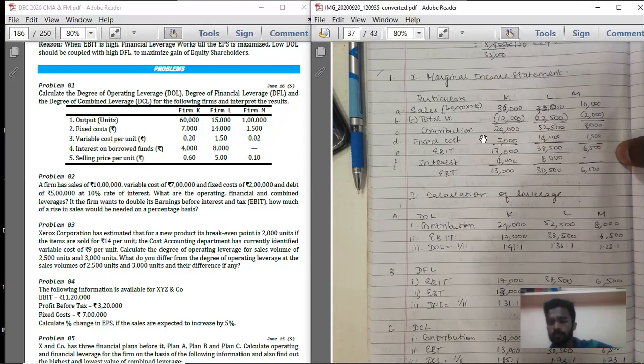First column particulars. Second column K, third column L, and last column M. Particulars, K, L, and M. Below that particulars, put small a, selling price per unit. Write it carefully. What is selling price per unit for K? In respect of K, put 0.6. For L, 5 rupees per unit. And for M, it is 0.1 per unit.